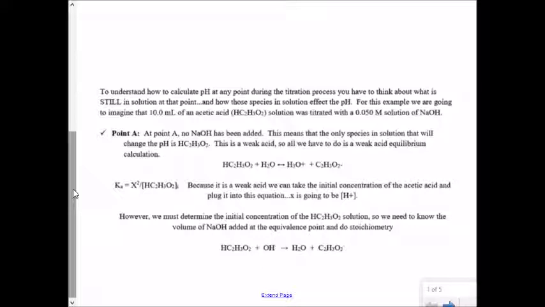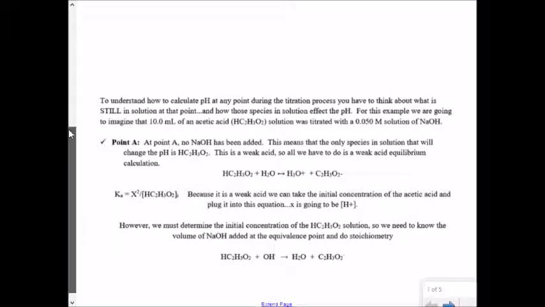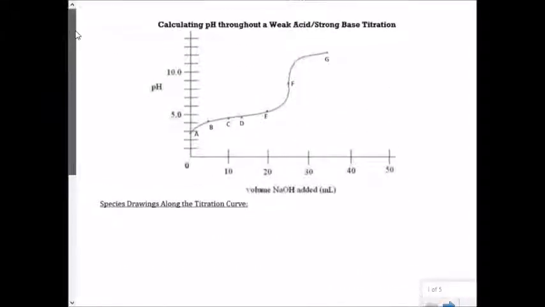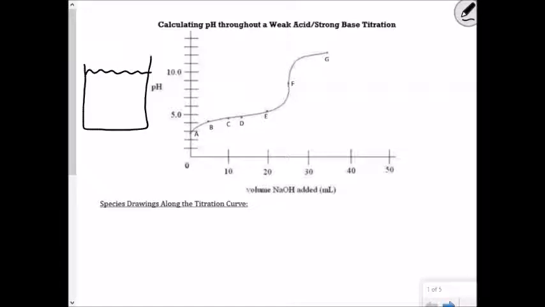All right, so we're going to start drawing what's going on in the solution so you get a visual aid. You might need more room because I write big. So I'm going to put my first beaker over here to the left. Here's my first beaker. And this is point A on my graph. Point A.